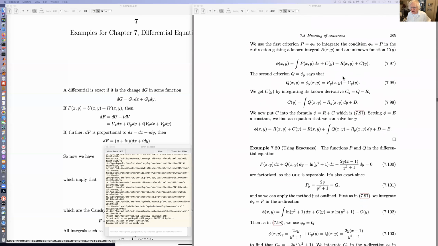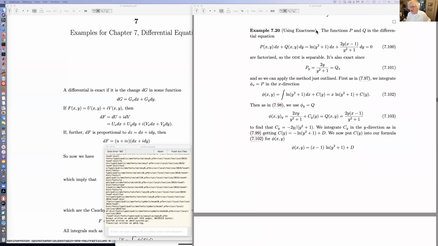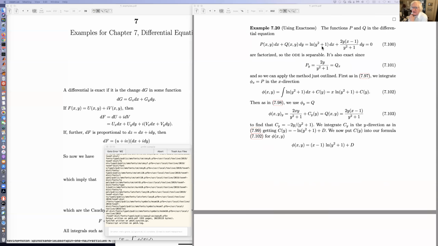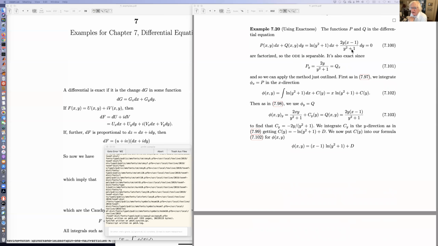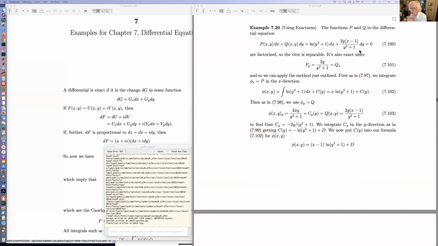I think it would be useful pedagogically to skip to a particular example. So here we've got a differential and that's exact, and the exact differential equation is that the differential is equal to 0, and here p is log of y squared plus 1, and q is 2yx over y squared plus 1. So the y derivative of p is just the y derivative of that, and it's this. The x derivative of q is the same thing.